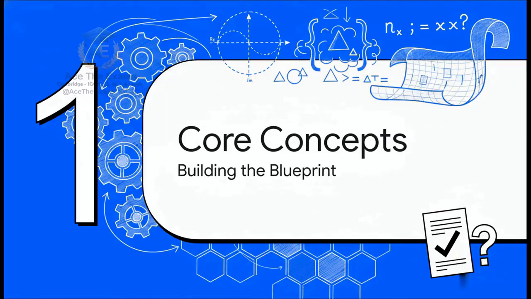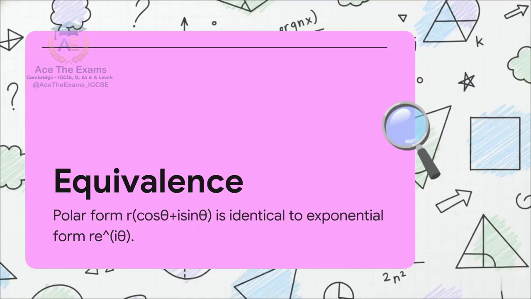Okay, let's dive into Section 1, Core Theoretical Architecture. This is where we build our blueprint. Right, so this central equivalence is the absolute bedrock of the topic. Burning this into your memory is your very first step to unlocking true analytical depth. The polar form, r times the sum of cos theta and i sin theta, is mathematically identical to the exponential form, r times e to the power of i theta.